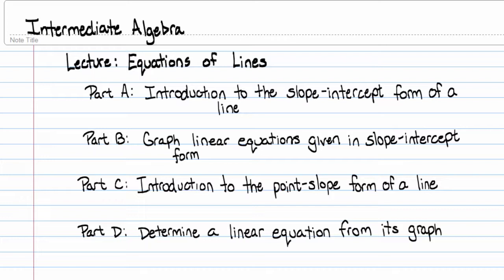This is the second part in a lecture on equations of lines for an intermediate algebra course. We had just finished our discussion introducing the slope-intercept form of a line, and now we're going to go ahead and graph linear equations given in slope-intercept form. It should be somewhat quick, so it's very easy to graph equations given in slope-intercept form. So this is another reason why it's a very strong form to have your linear equations in.